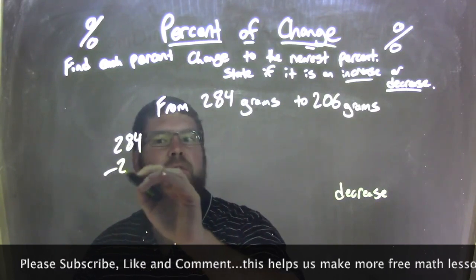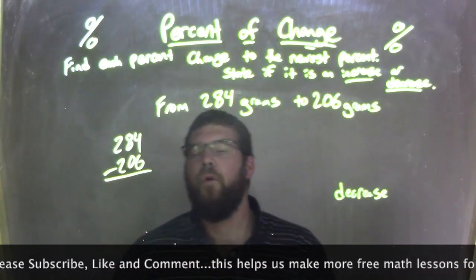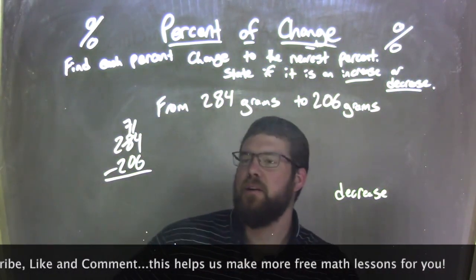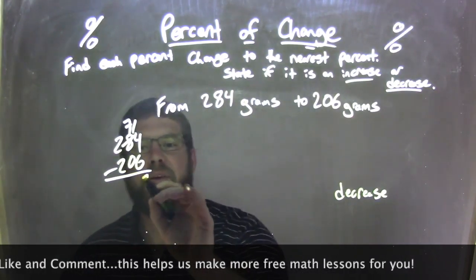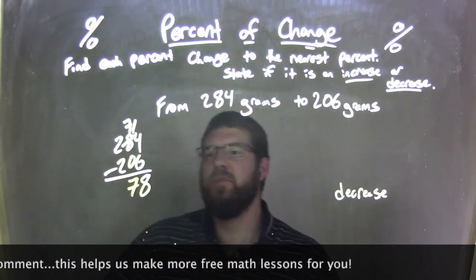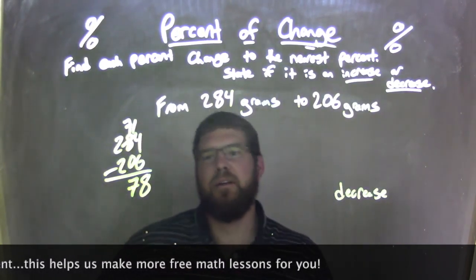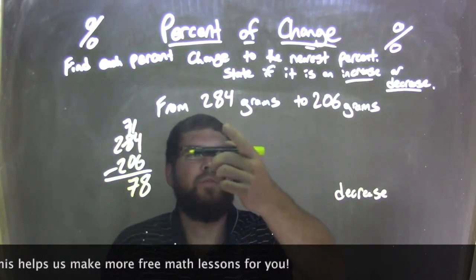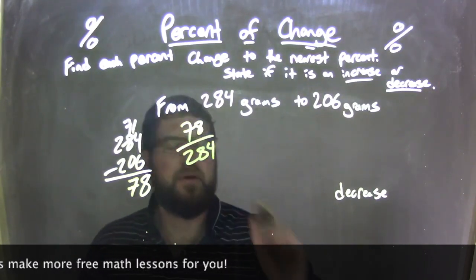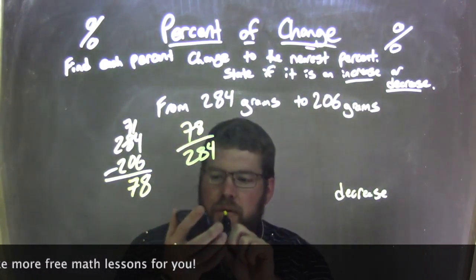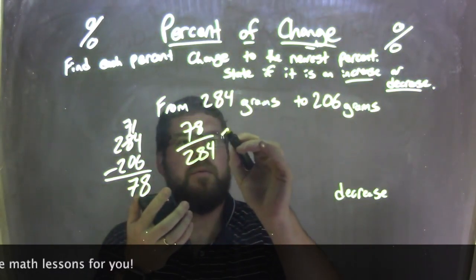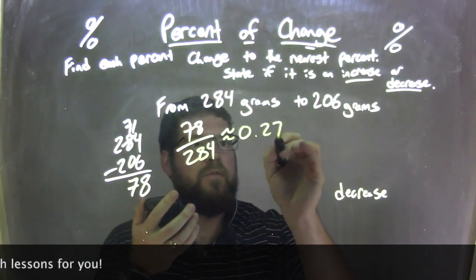284 minus 206. Well, 4 minus 6, oh, I can't do that here. So make that 8 into a 7. 14 here, so 14 minus 6 comes out to be an 8, right? 7 minus 0 is 7, and 2 minus 2 is 0. So we have 78 here as the difference in grams between 284 and 206. We take that 78 and we divide it by 284, the first number. Well, 78 divided by 284 comes out to be approximately 0.27465.